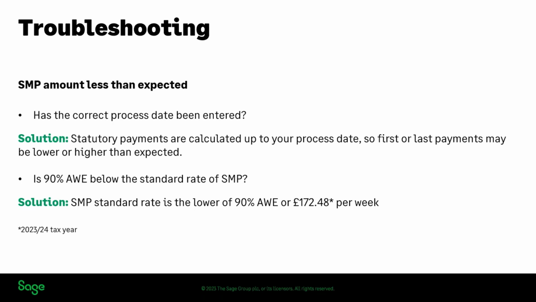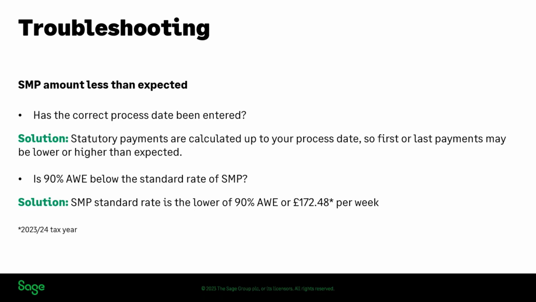Be aware that statutory pay is calculated up to your process date. So if that isn't the end of the period you're paying up to, so maybe you pay on the 25th for work done up to the end of the month, you would find that your first SMP payment is slightly lower than expected, but the last SMP payment will be higher because it'll be making up for those days between the pay date and the end of the period. So check you've got the correct process date entered. If you have, be aware that statutory pay is calculated up to that date.